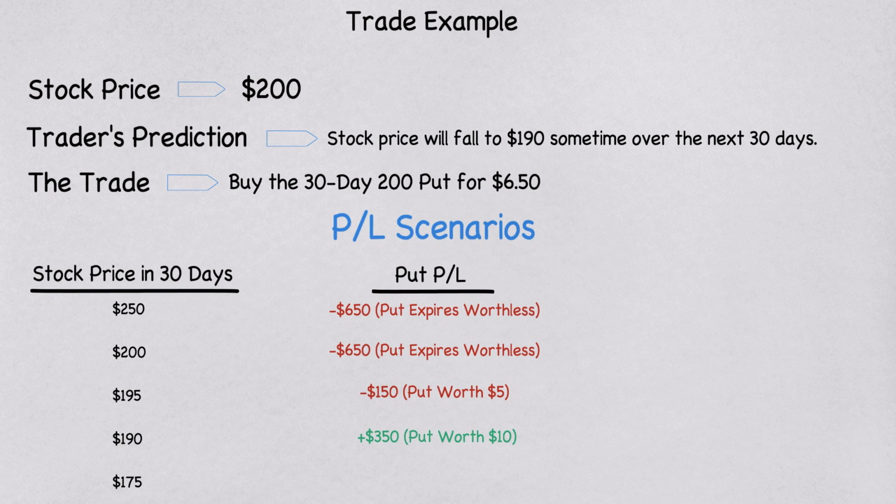value of $10. And lastly, if the stock price fell dramatically to $175 per share, that put would be worth $25 because there's $25 of value in being able to sell shares at $200 when the stock price is at $175. And with the put contract being worth $25, we would have a profit of $1,850 per put contract since we purchased it for $6.50 and it increased to $25.